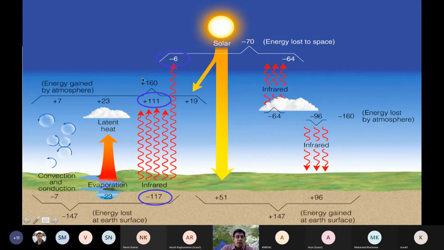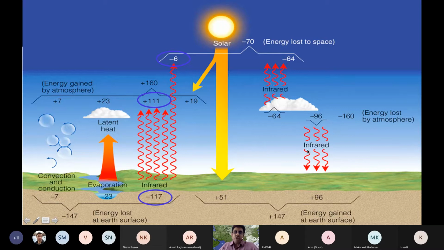atmospheric state. So now what happens is the atmosphere has 160 long wave radiation with it, and it will send 96 back to the earth and 64 back to space. So let us not worry about this 64. Let us only worry about this 96 that is coming back to the earth.